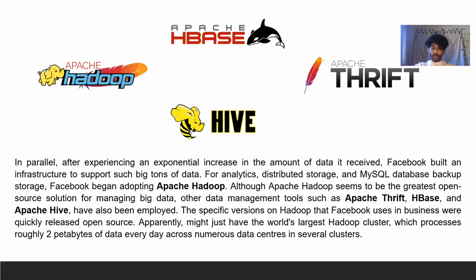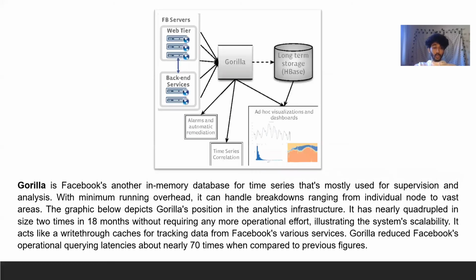For analytics, distributed storage, and MySQL database backups, Facebook began to adopt Apache Hadoop. Although Apache Hadoop seems to be the greatest open source solution for managing big data, other big data management tools such as Apache Thrift, HBase, and Apache Hive have also been employed. Gorilla is Facebook's another in-memory database for time series, that's mostly used for supervision and analysis. With minimum running overhead, it can handle breakdowns ranging from individual nodes to vast areas. The graph above shows Gorilla's positioning in the analytics infrastructure. It has nearly quadrupled in size 2 times in 18 months without requiring any more operational efforts.